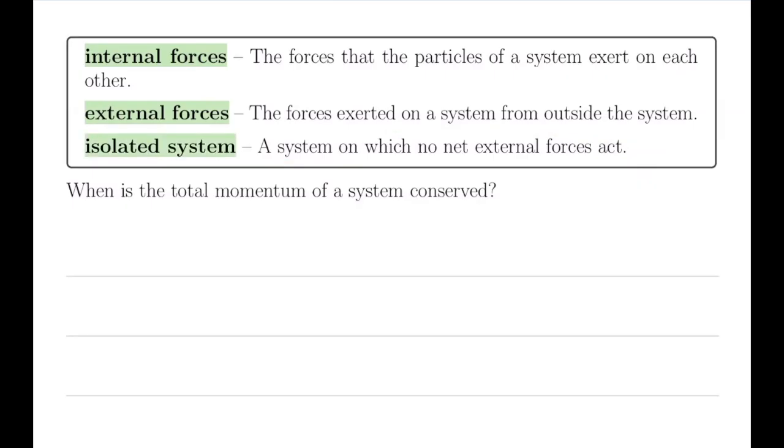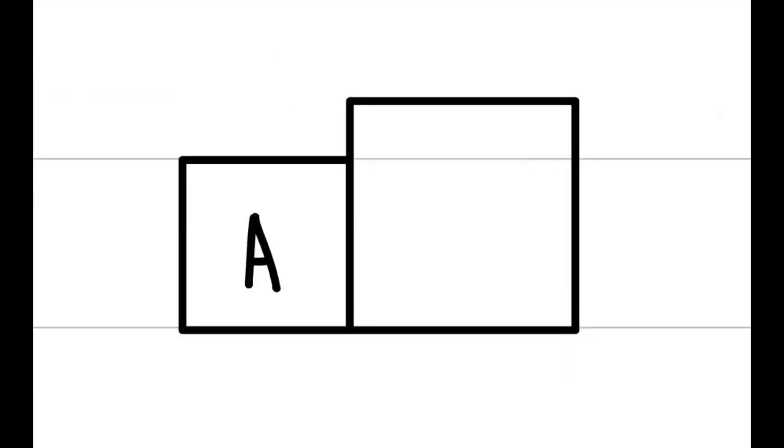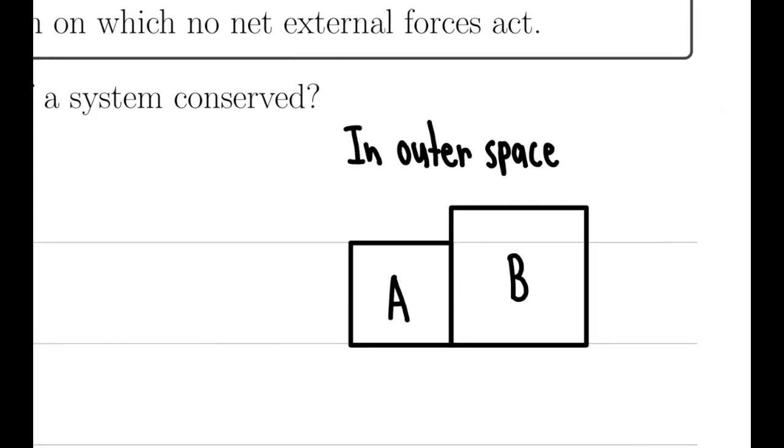So we talked about momentum. So now the question is, when is the total momentum of a system conserved? Let's say that two blocks are colliding with each other. So we got block A and we have block B. And let's say that these blocks are in outer space. When the two blocks collide with each other, block A is going to exert a force on block B, and block B is going to exert an equal and opposite force on block A, right? Because of Newton's third law.